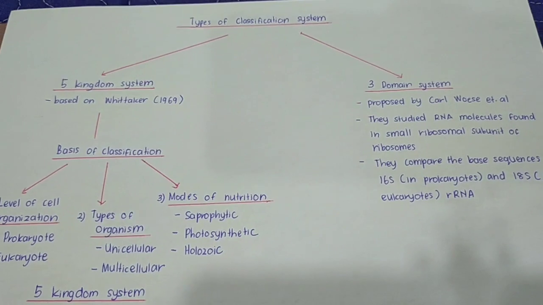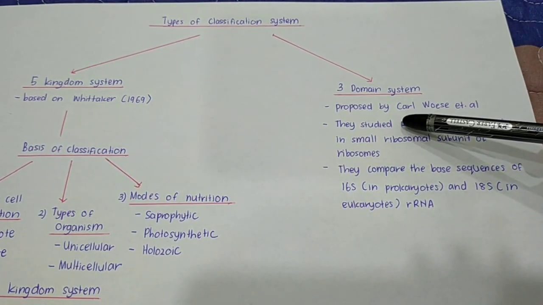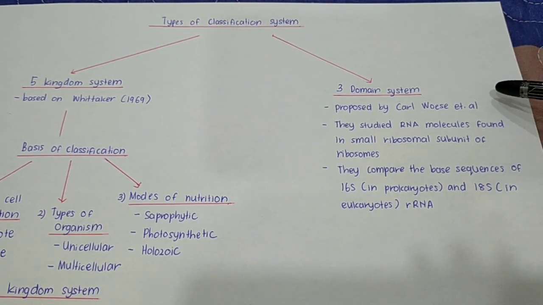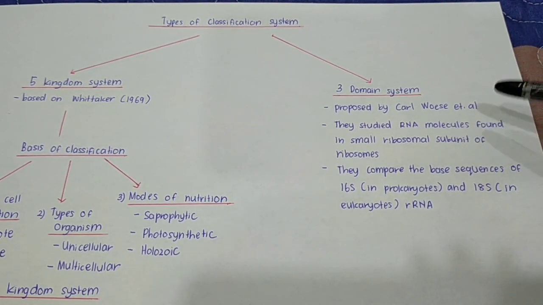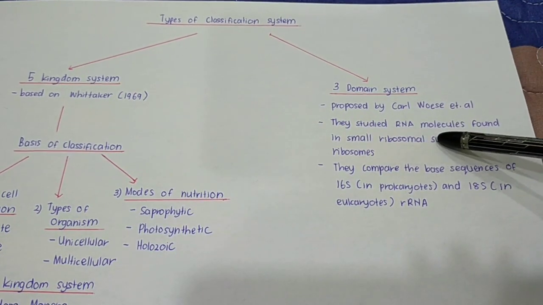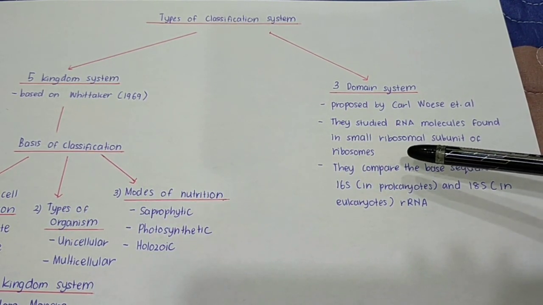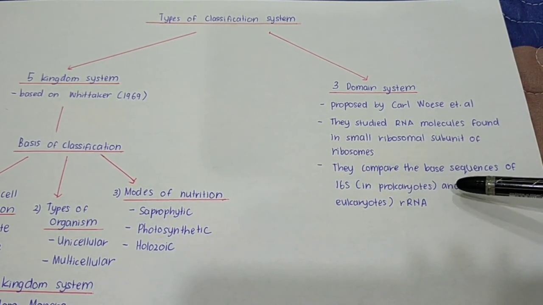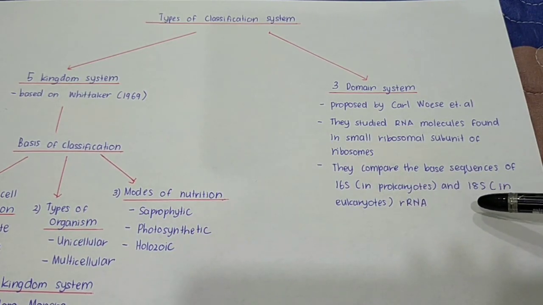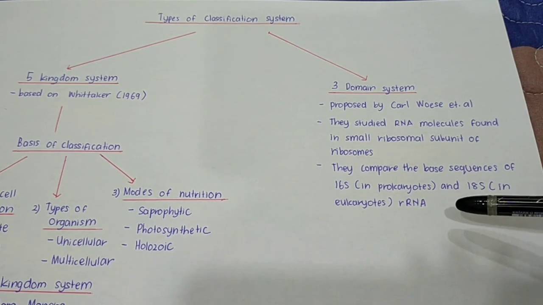Okay, and then what is the difference with 3 domain system? So 3 domain system is proposed by Carl Woese et al. Okay, et al means and friends. Okay, maksudnya selain daripada Carl Woese ada lagi. Okay, and then they studied RNA molecules that are found in the small ribosomal subunit of ribosome. Okay, and they compared the base sequence of 16S rRNA, which is in prokaryote, and 18S rRNA, which is in eukaryotes.